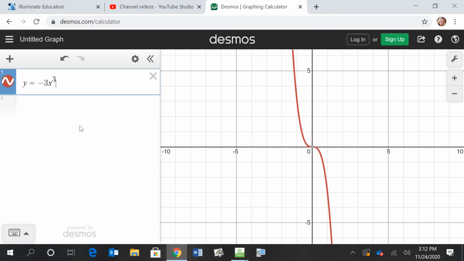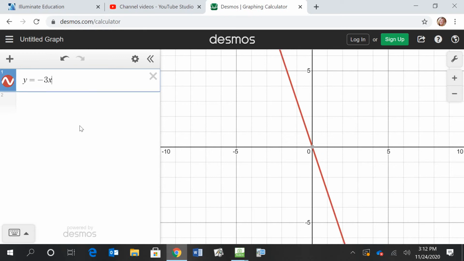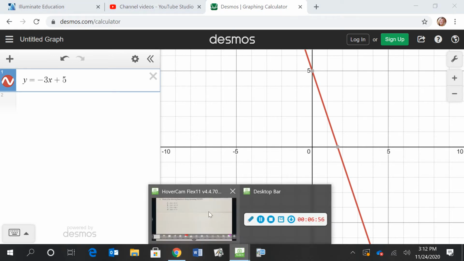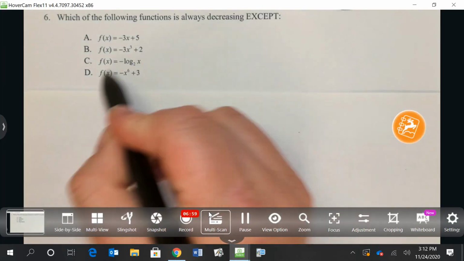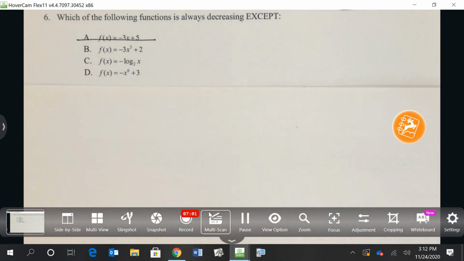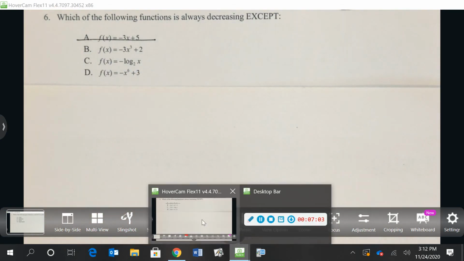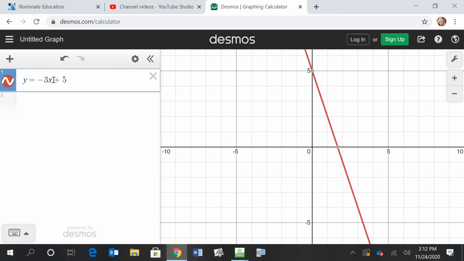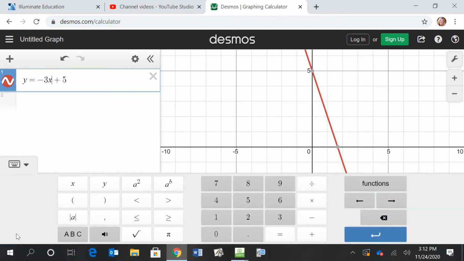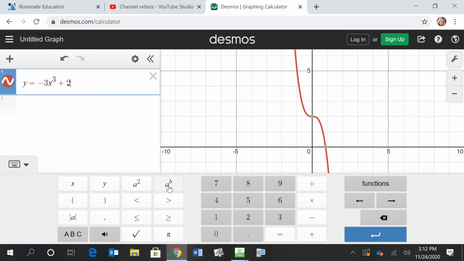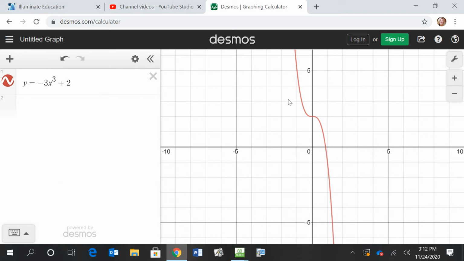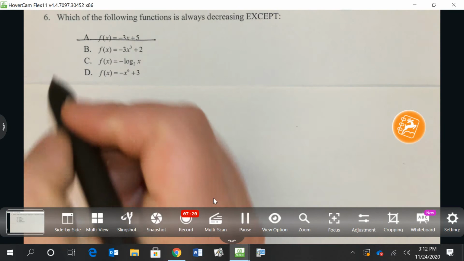I'm going to start by plugging in the first one, and I'm going to check, is it decreasing? We can tell if something's decreasing when we look from left to right, it's going down. So this is decreasing, which means I come back here and it says all of them are decreasing except for one of these. So I know that's decreasing, I cross it out. Then I go back to Desmos and I plug in option B, which was y equals negative 3x to the third plus 2. Again, I can see this is continuously, from left to right, going down, which means I get to cross out B.